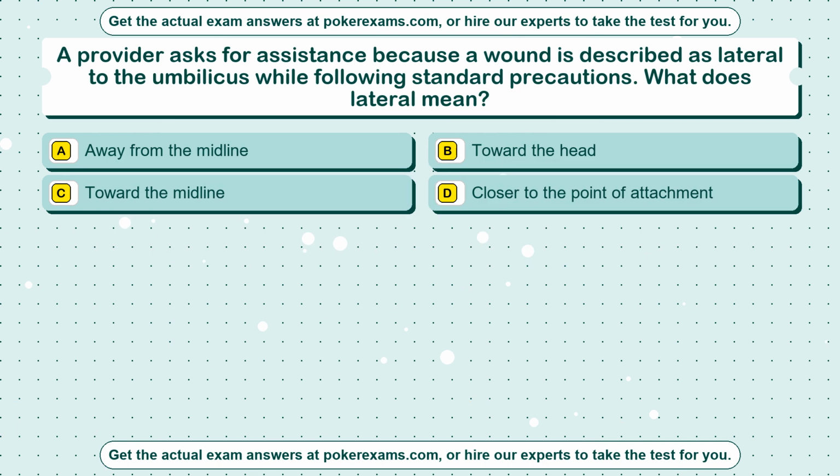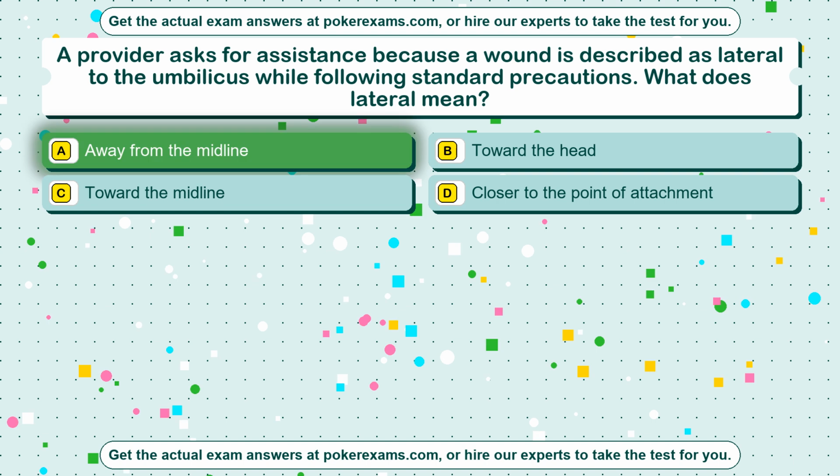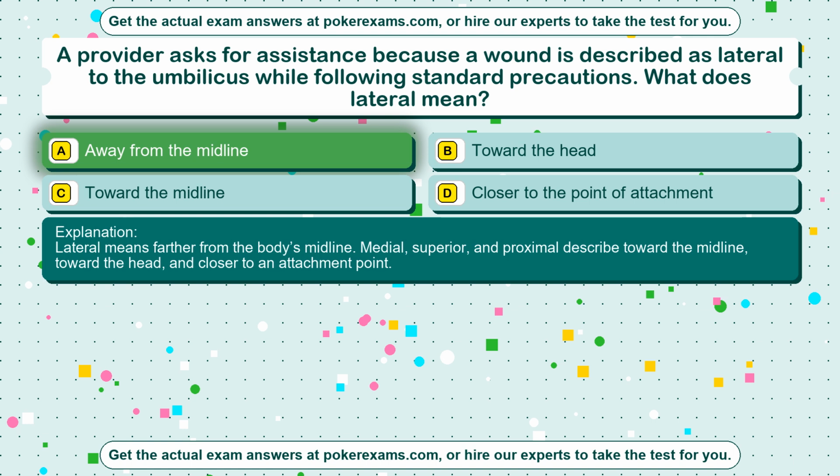Question 59. A provider asks for assistance because a wound is described as lateral to the umbilicus while following standard precautions. What does lateral mean? Option A, away from the midline. Option B, toward the head. Option C, toward the midline. Option D, closer to the point of attachment. The correct answer is option A, away from the midline. Lateral means farther from the body's midline. Medial, superior, and proximal describe toward the midline, toward the head, and closer to an attachment point.